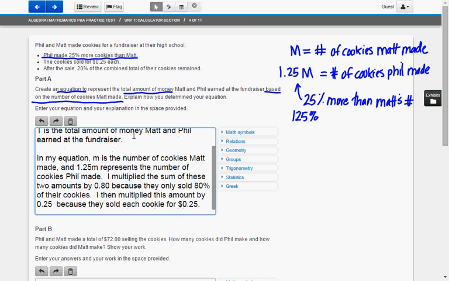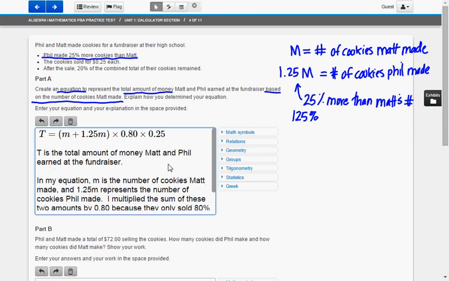So it says enter your equation and your explanation in the space provided. That would be an example. But typing that equation in is tricky, and thinking it all through, this definitely requires you to know your stuff.